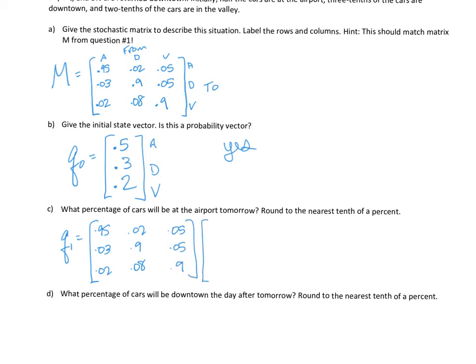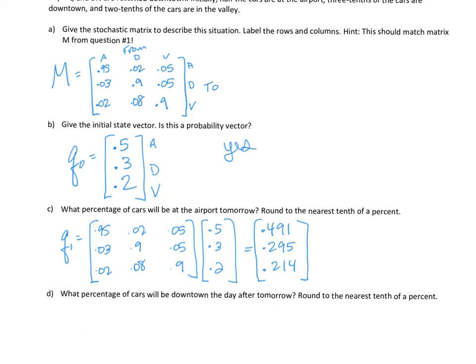Multiply that times the current state, and we'll get the number of cars tomorrow. So this comes out to 0.491, 0.295, 0.214. I just did it in my calculator to save a little time. You could do it by hand just as easily.